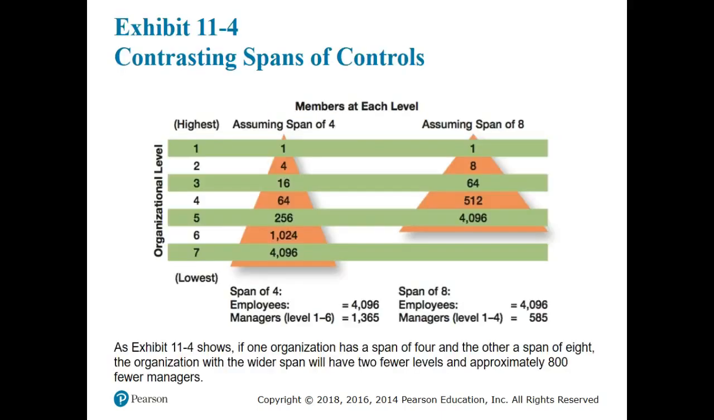Now, assume two organizations both have approximately 4,100 employees, as Exhibit 11-4 shows. If one organization has a span of 4 and the other one has a span of 8, the organization with the wider span will have fewer levels and approximately 800 fewer managers. At an average manager salary of $62,000 a year, the organization with a wider span would save over $49 million a year. Okay? Obviously, wider spans are more efficient in terms of cost.